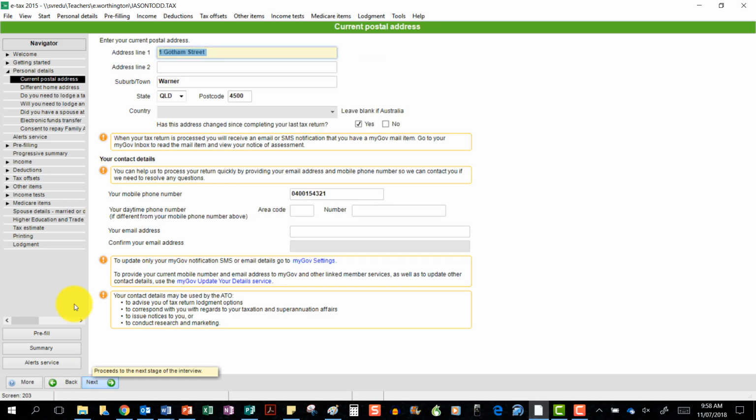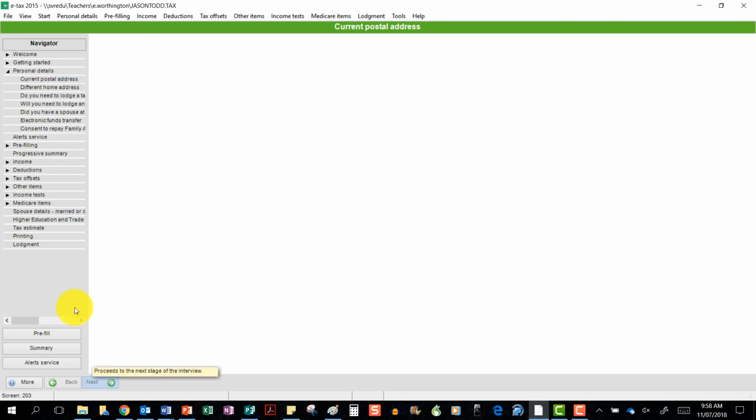This is where you enter in the information for where Wing Commander Jason Todd lives. Make sure that you click no there for has this address changed since completing the last tax return, and you can put in a mobile phone number. You don't need to put in anything else, and you click next.